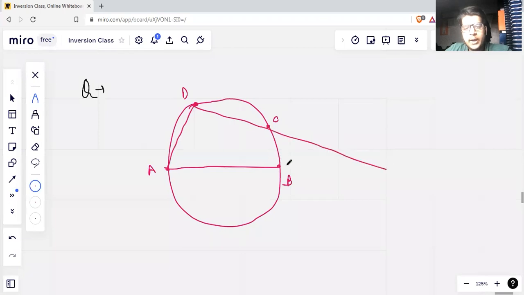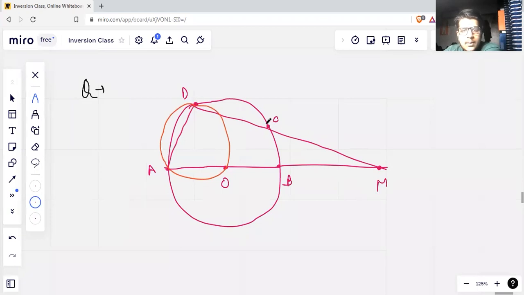You define the point as AB intersection CD. This is point M. This is the center of the circle O, which is the midpoint of AB basically. You draw the circles OAD and OCB. They intersect at point K.